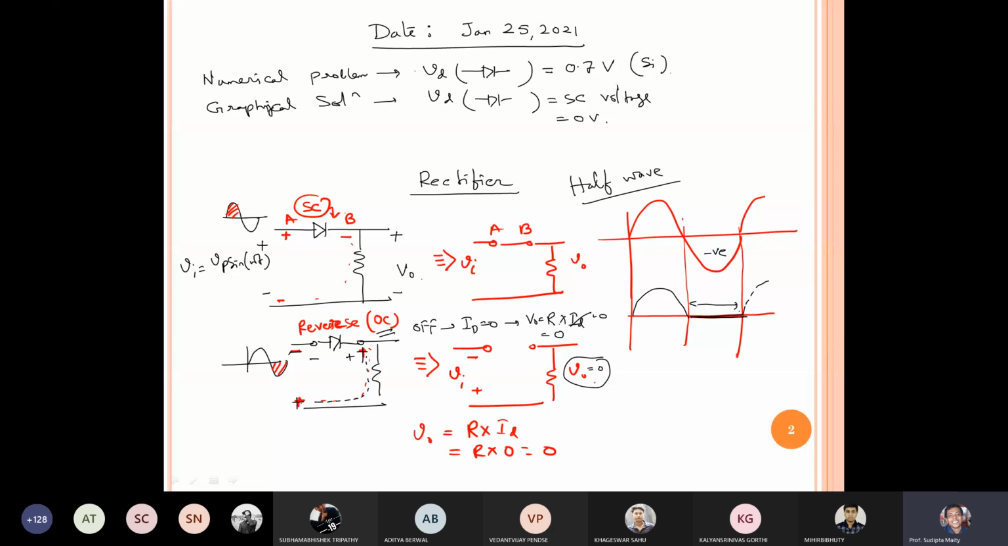Now is it clear? Yes, sir. Okay, good. And if another positive cycle comes, then again the same thing will happen as per this positive cycle, and it will repeat.